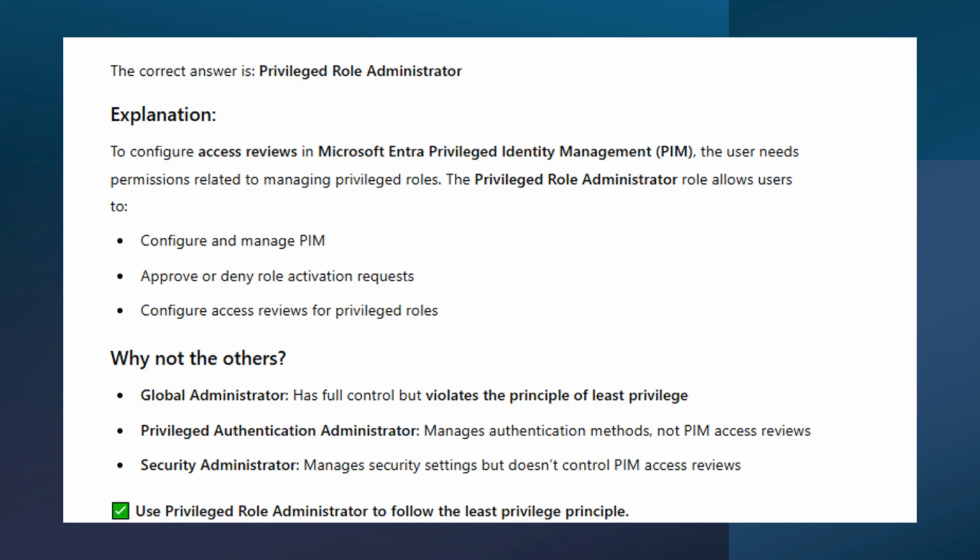The global administrator has full control, so in this case it violates the principle of least privilege. Privileged Authentication Administrator manages authentication methods, not PIM access reviews. And Security Administrator manages security settings but doesn't control PIM access reviews.